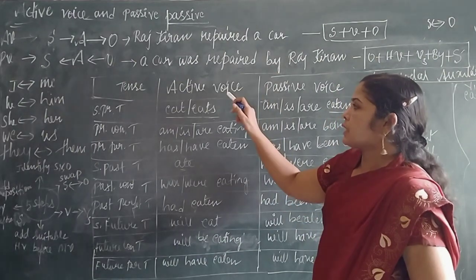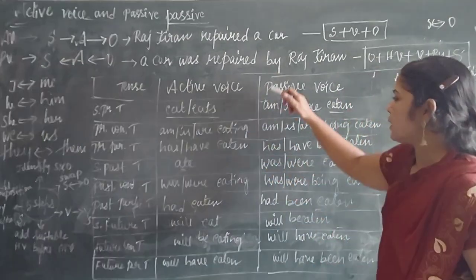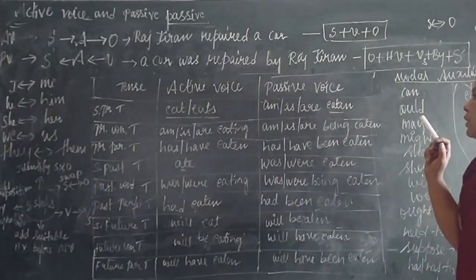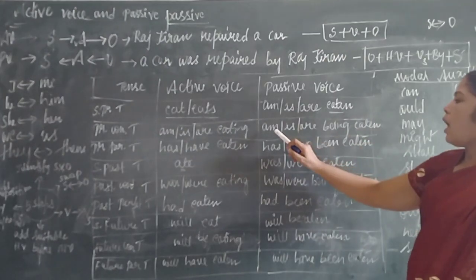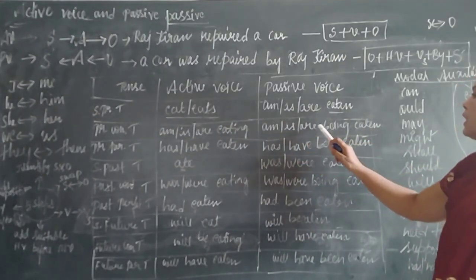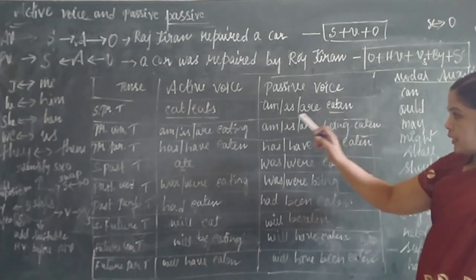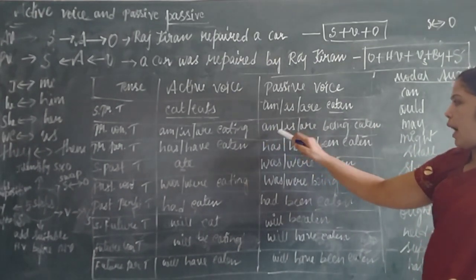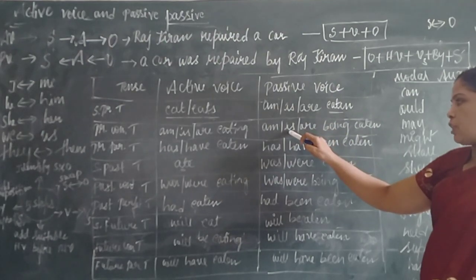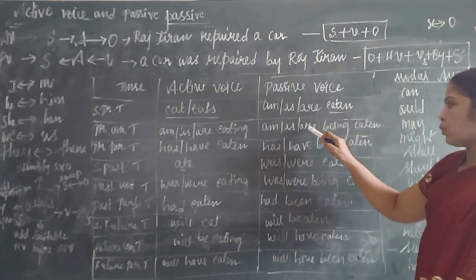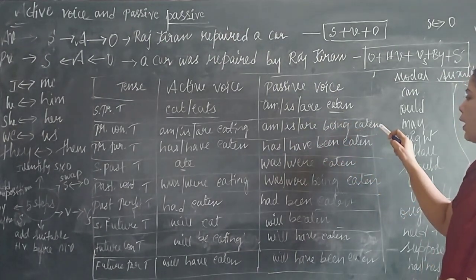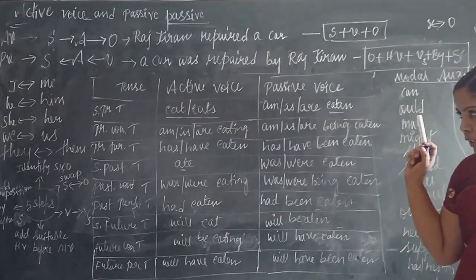If a given sentence is in present continuous tense, in passive voice the sentence structure will be am being, is being or are being followed by the past participle. Again here, if the subject is I, you have to add am being. If it is singular, is being. If it is plural, are being followed by the past participle form of the verb.